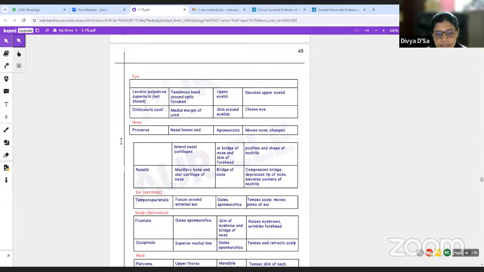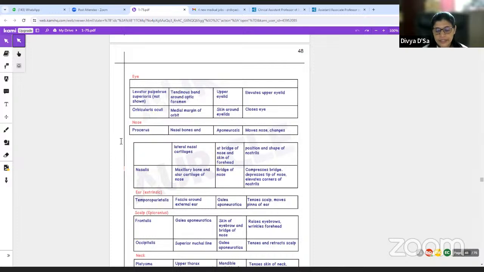The nasalis muscle has its origin from the maxillary bone and alar cartilages of the nose. The nasalis muscle gets inserted into the bridge of the nose. So it compresses the bridge, depresses the tip of the nose, and elevates the corners of the nostril.